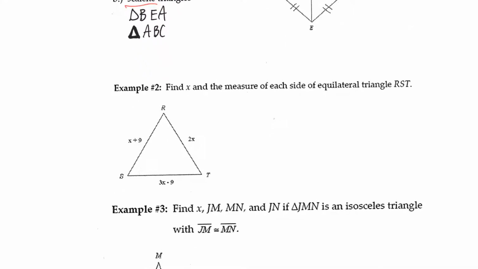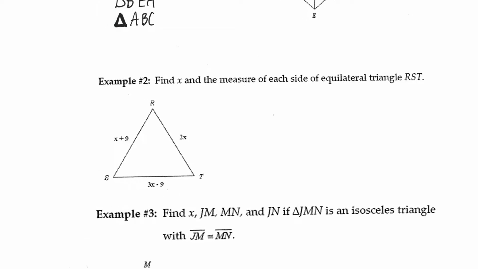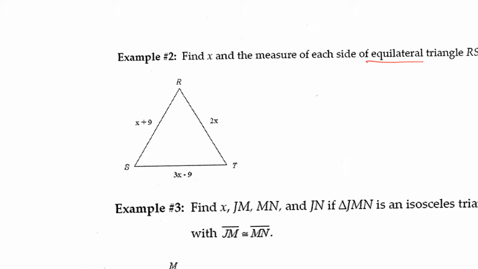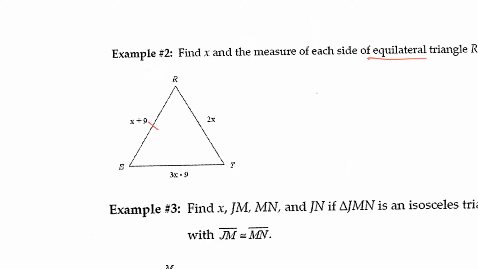Find x and the measure of each side of this equilateral triangle. So what does equilateral mean? I already got you. I don't even have to measure. All of them are the same length, right? So this side and this side are the same length.